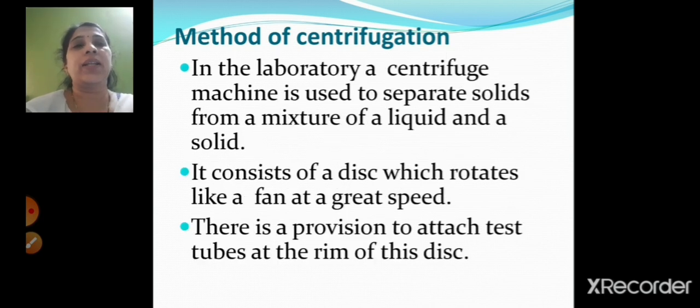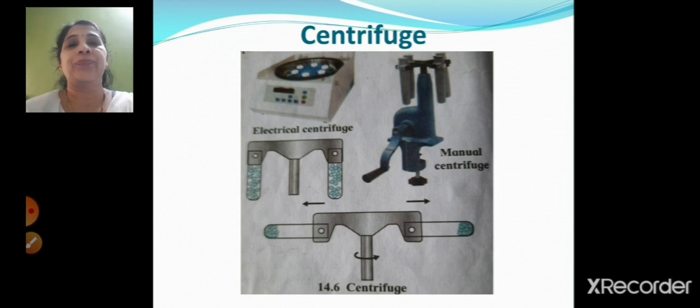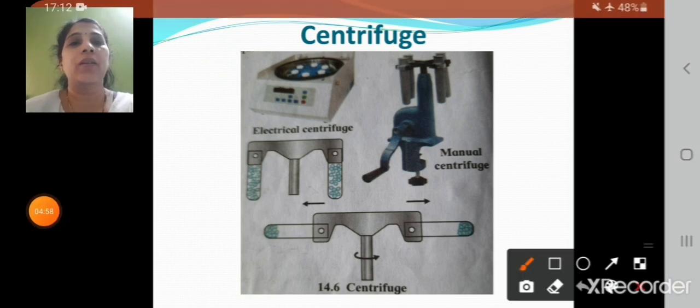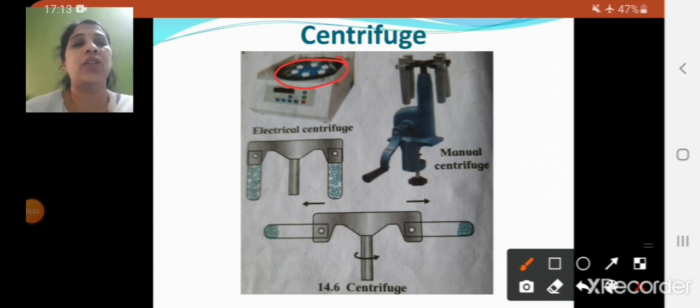So in the laboratory, a centrifuge machine is used to separate the solids from a mixture of a liquid and a solid. With this centrifuge machine, you can separate this mixture of liquid and solid. It consists of a disc which rotates like a fan at a great speed, and there is a provision to attach test tubes at the rim of this disc. Rim means the edge of the disc. As I showed you over here, this is the edge of the disc, right? So the test tubes are just kept at the edge of the disc, right?